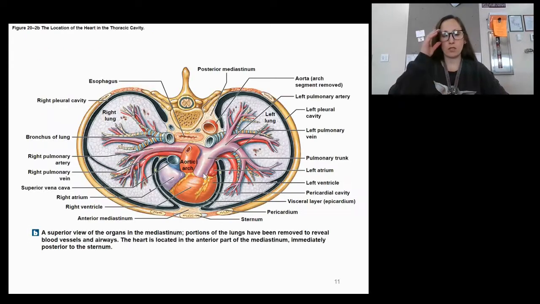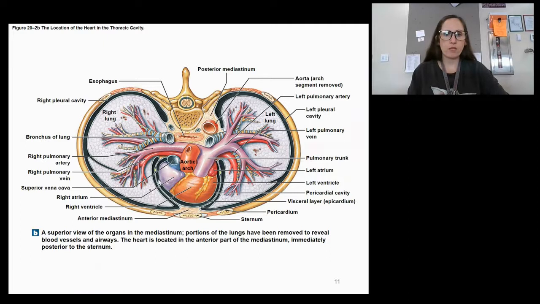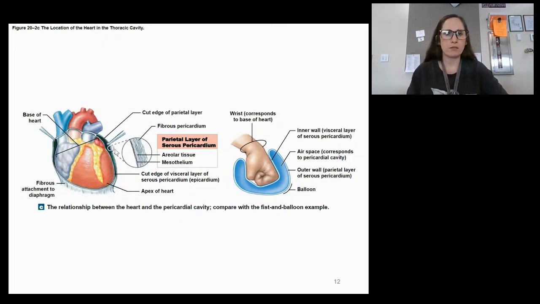So if we take a look here, here is our anterior and posterior side. We can take a look and see our heart. You can see this space that's created there around the heart, and that is the pericardium. We're going to look at it in another view in just a minute here. All right, so we can see that space here created by the pericardial sac.